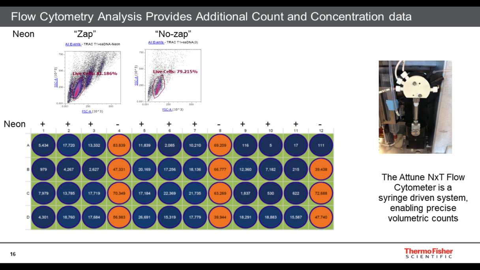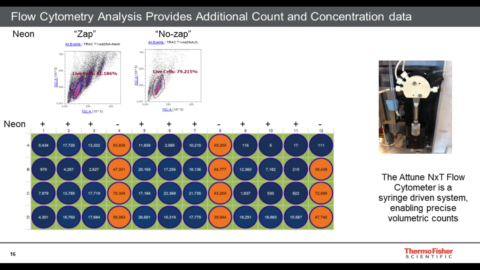So, along the same lines, flow cytometry gives you additional data as well. It gives you your count and concentration data, which is really nice. The Attune is uniquely positioned for this because the Attune NxT flow cytometer is a syringe-driven system. So you can use the Attune to get precise volumetric counts without the need for counting beads, which is really great.